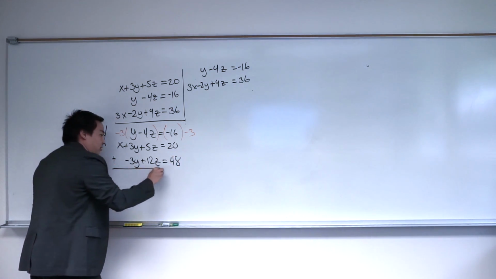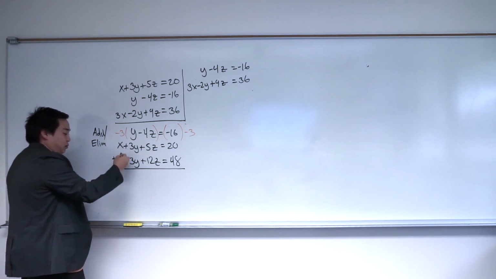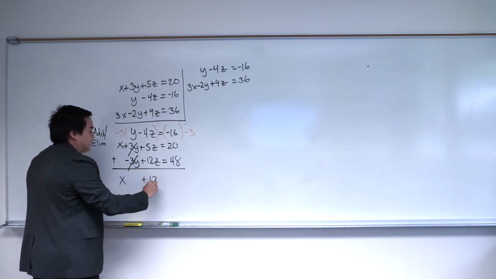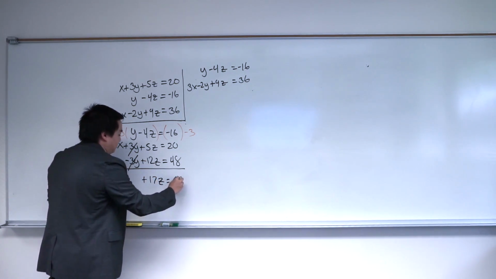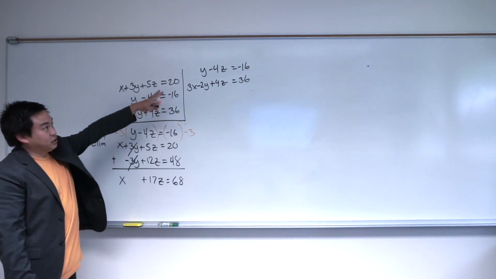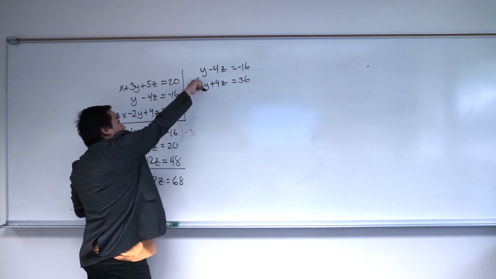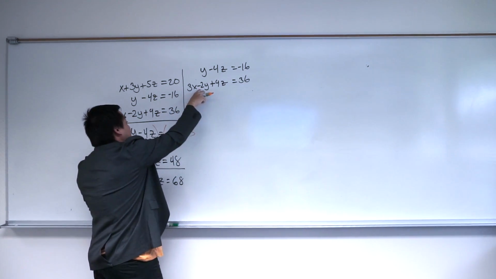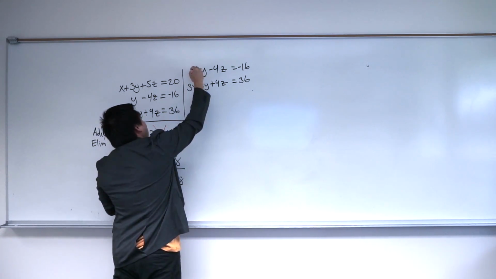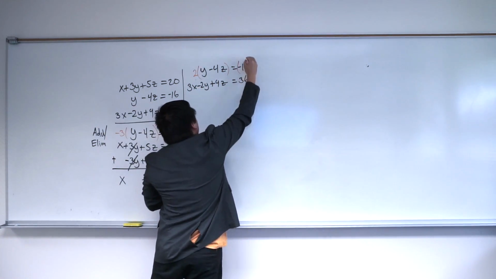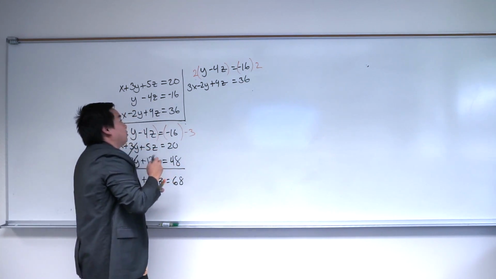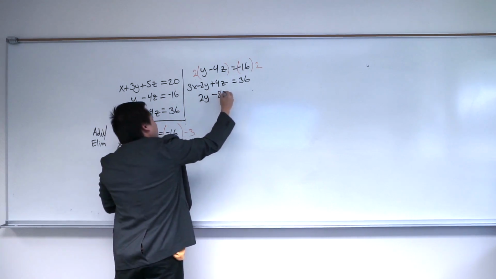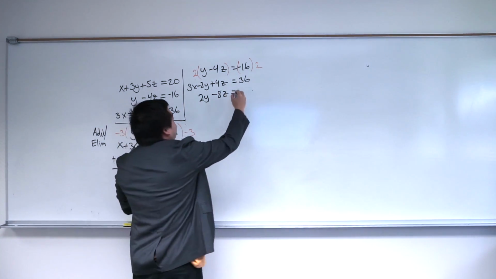And then add straight down. There are no x's here, so we just have an x. The y's cancel, and you're left with 17z is equal to 68. Do it again on this side. We need a minus 2 here to make the y value, a 2 to make the constant in the front the same, but opposite signs. So what we get there is 2y minus 8z is equal to negative 32.